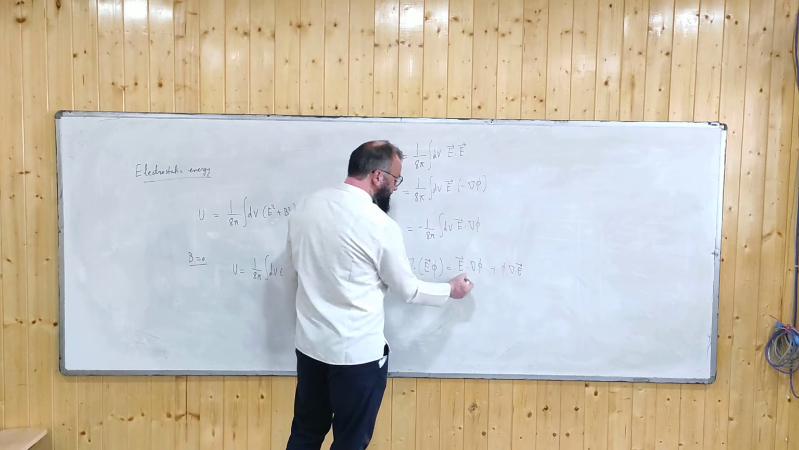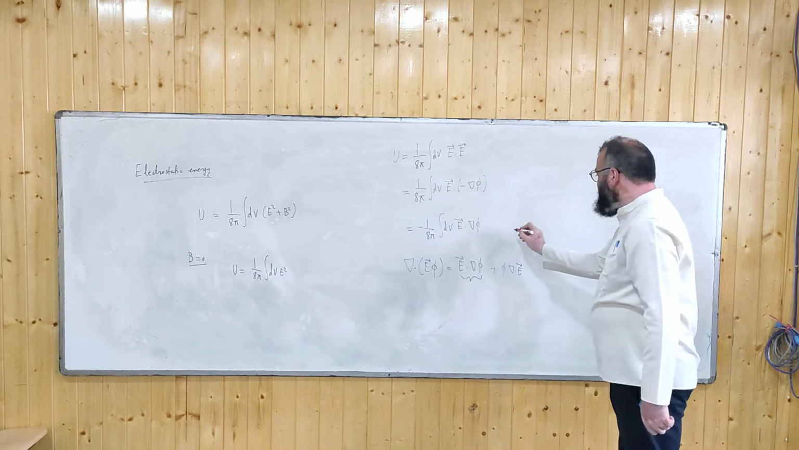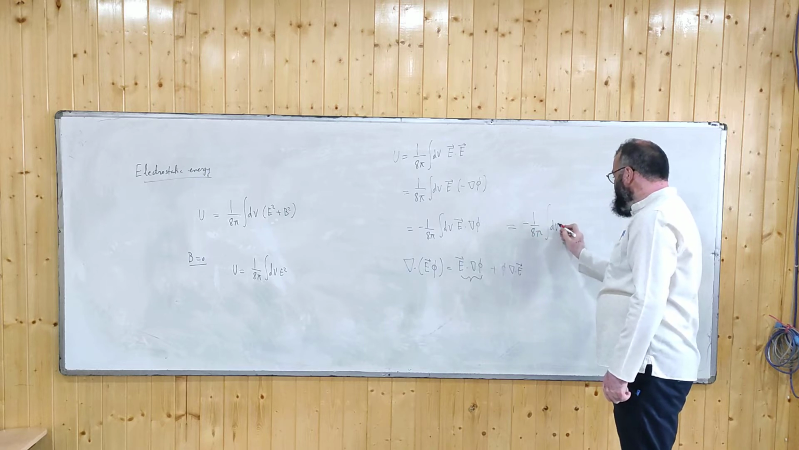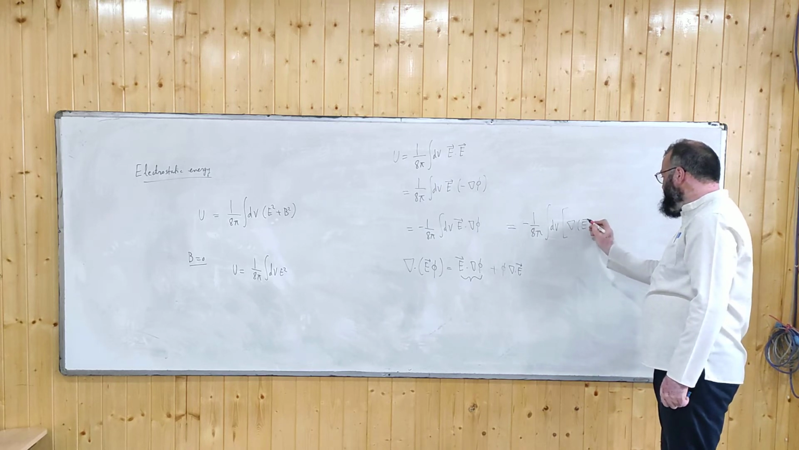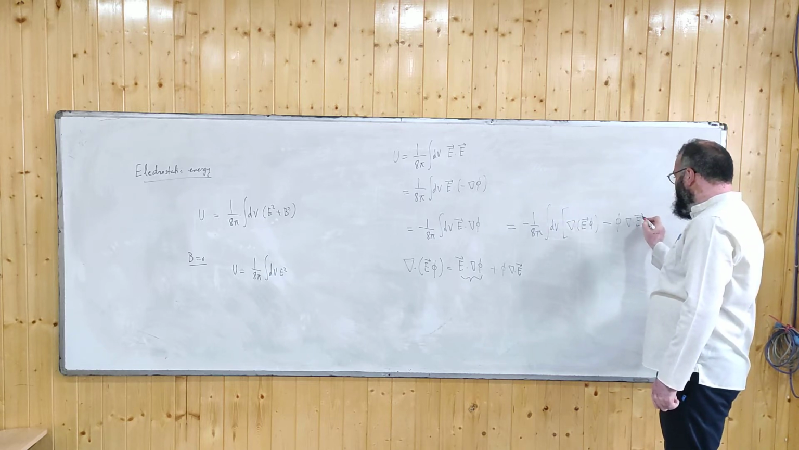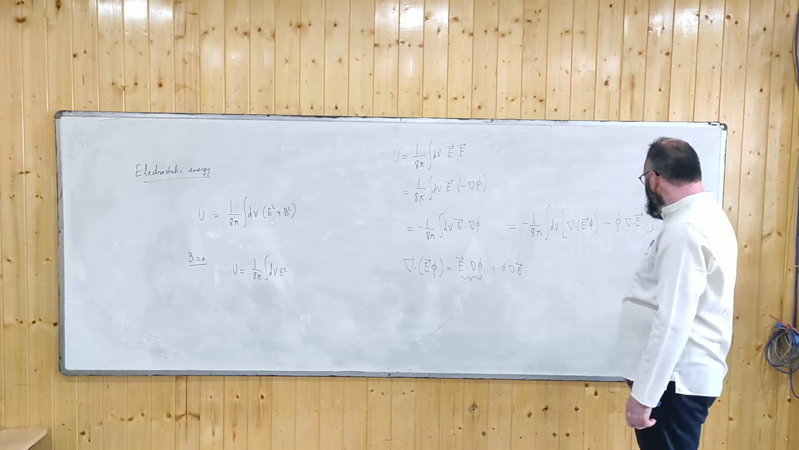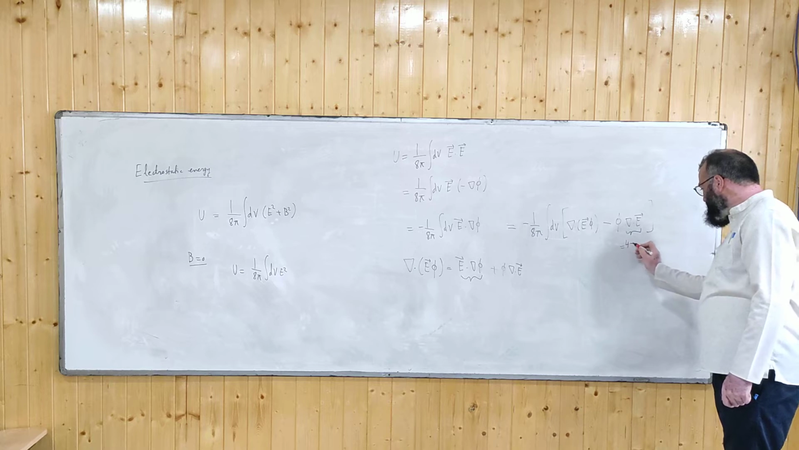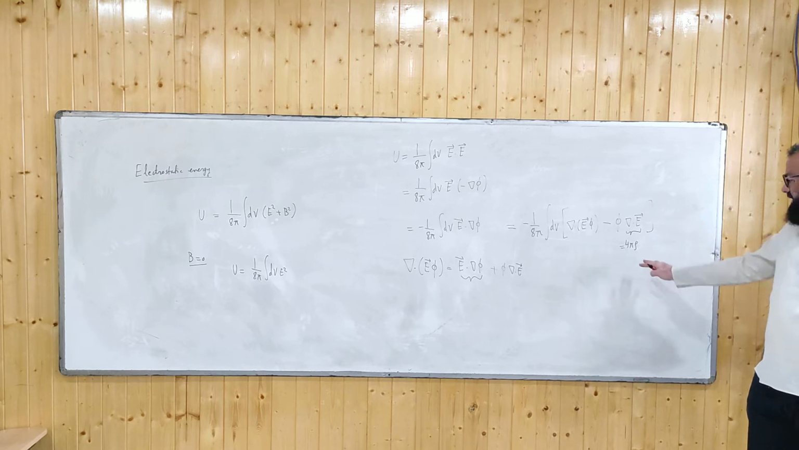So I can rewrite this term as minus 1 by 8 pi integral dV. For E dot nabla phi, I can write divergence of E phi, then minus phi times divergence of E. It's simple. So what is divergence of E? It is equal to 4 pi rho. Clear? This is simply Gauss's law: del dot E is equal to 4 pi rho.